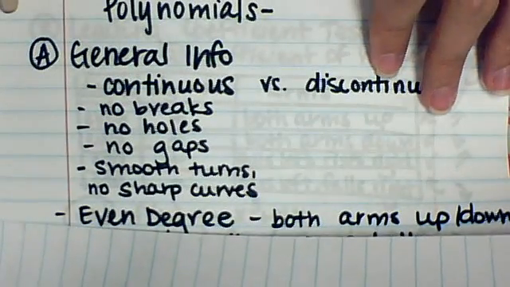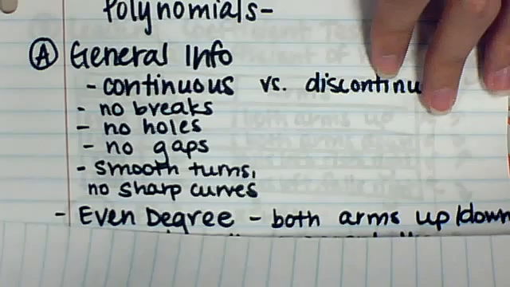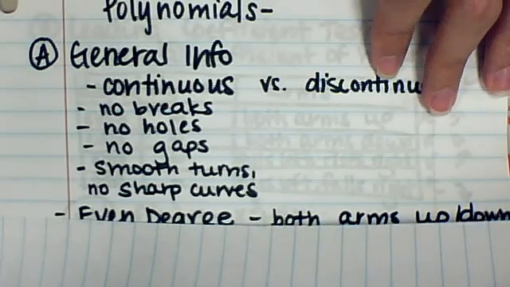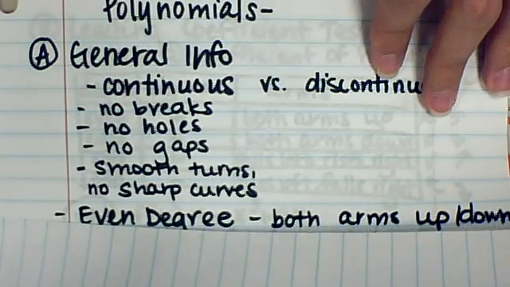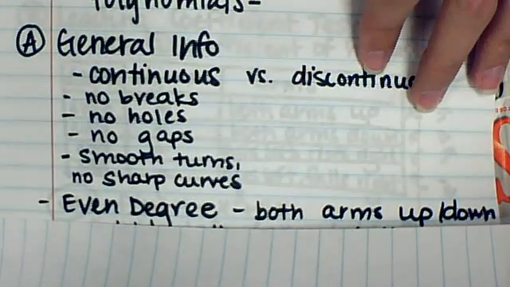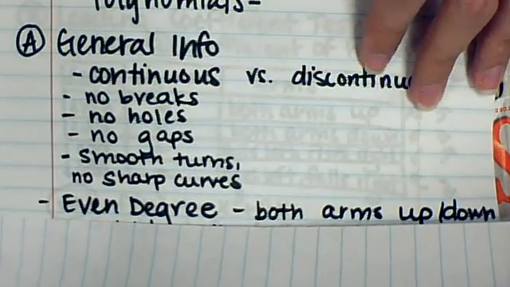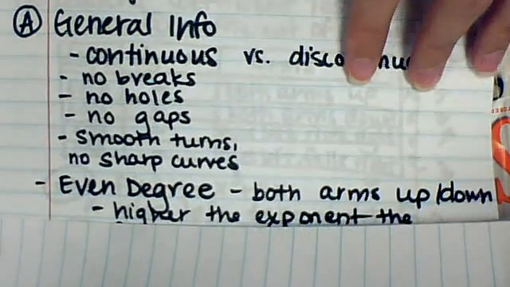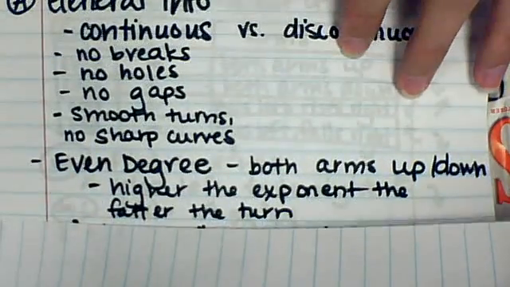And a degree is the highest exponent. If it is of even degree, so to the second power, to the fourth power, to the sixth power, on and on and on, then both arms of the graph are either up or they are both down. They go in the same direction. And again, the higher the exponent, the flatter the turn.